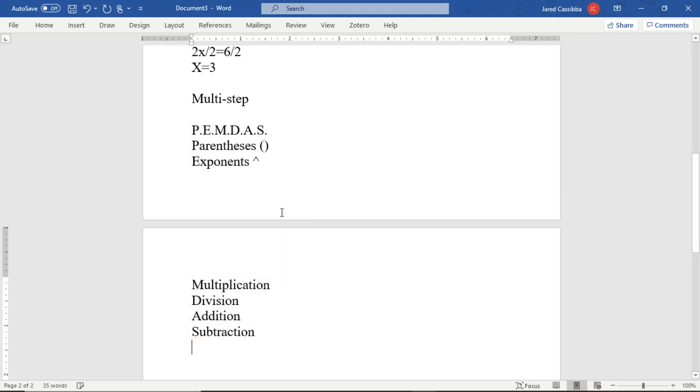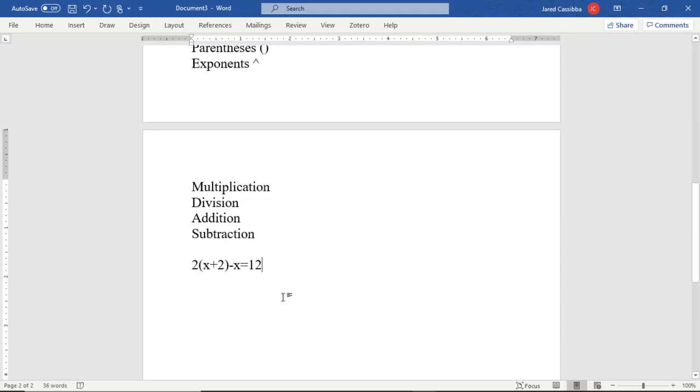Now I'll do an example of one that involves all of these. Again, multi-step could be 3 steps, could be 4 steps, could be more. Alright. So I'm going to make a basic one using parentheses and everything else. These will also involve other properties of math that you learn in pre-algebra. For example, the distributive property. Okay, so say we have 2 parentheses x plus 2, minus x equals 12. Okay, so let's see what this means.